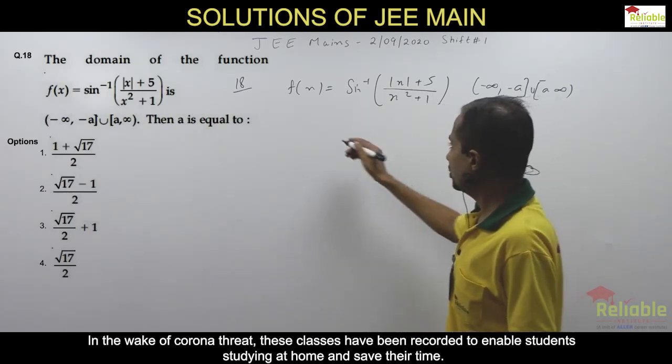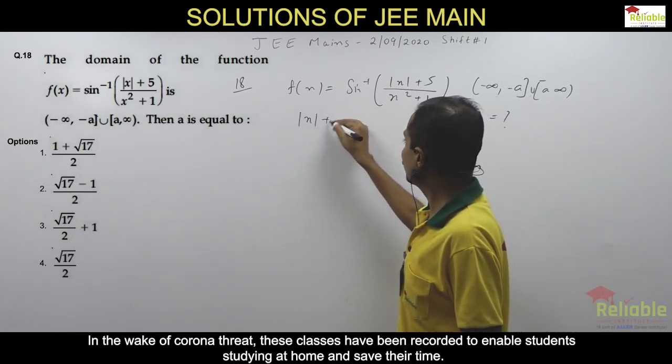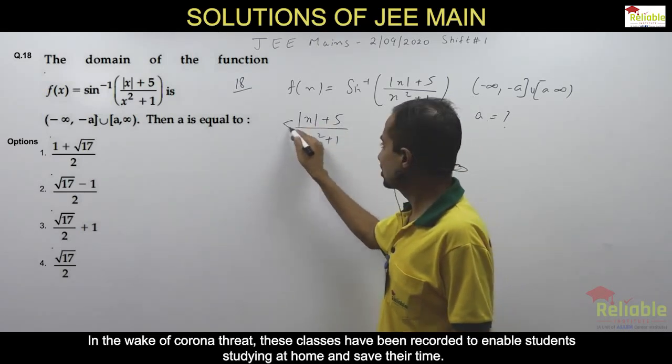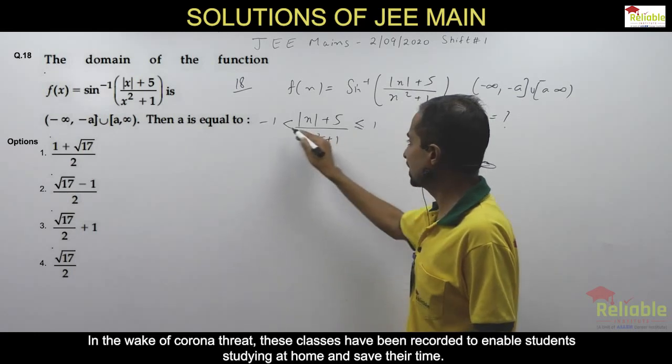So we know that the input of sine inverse will be what? Minus 1/7. So let me put minus 1/7 with an equality sign.